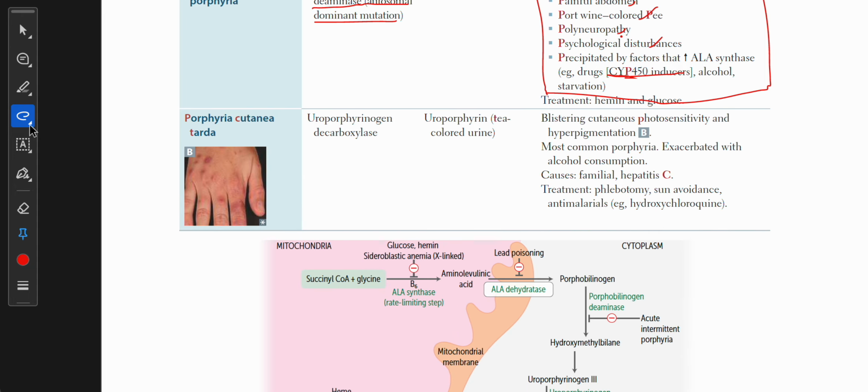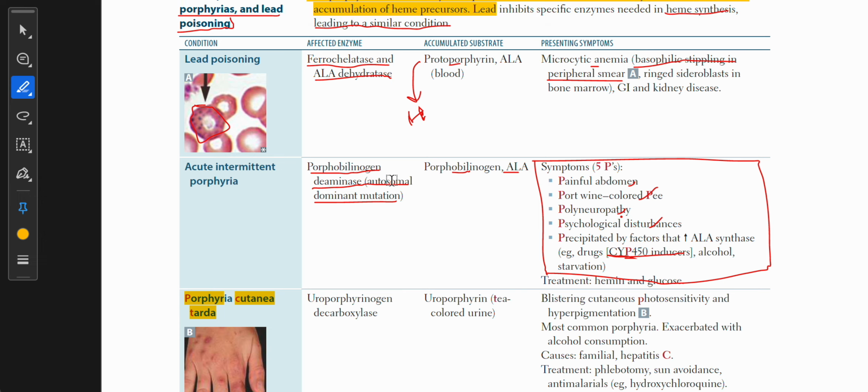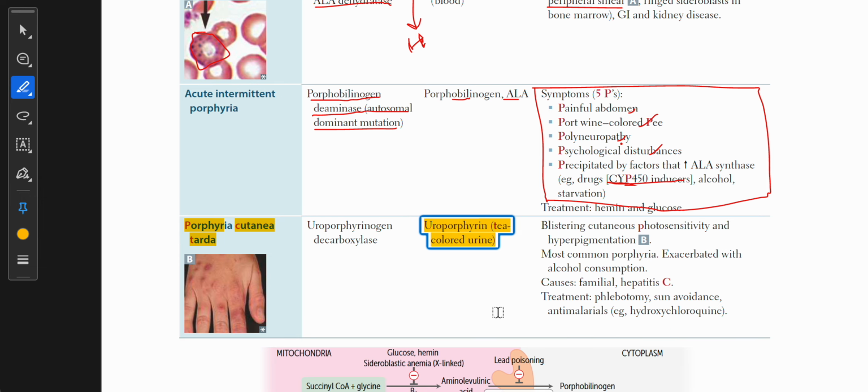So another one is porphyria cutanea tarda, that is PCT, right? Porphyria cutanea tarda, and the affected enzyme here is uroporphyrinogen decarboxylase. So basically uroporphyrin is the accumulated substance that causes tea colored urine, and blistering cutaneous photosensitivity and hyperpigmentation is seen. As you can see in this figure, there is hyperpigmentation and also blistering, right? So the most common porphyria is porphyria cutanea tarda.